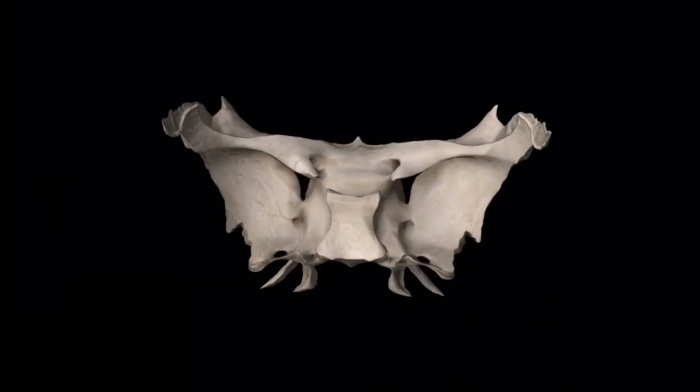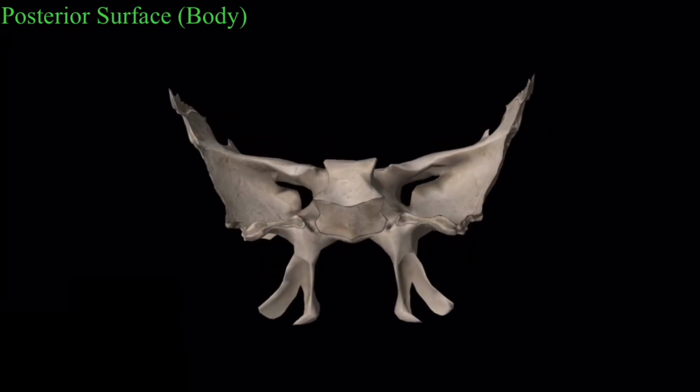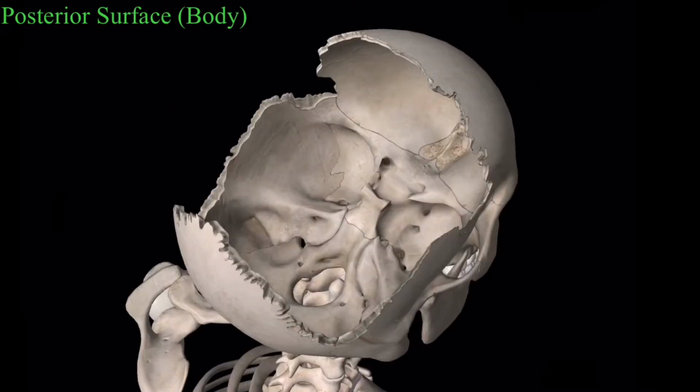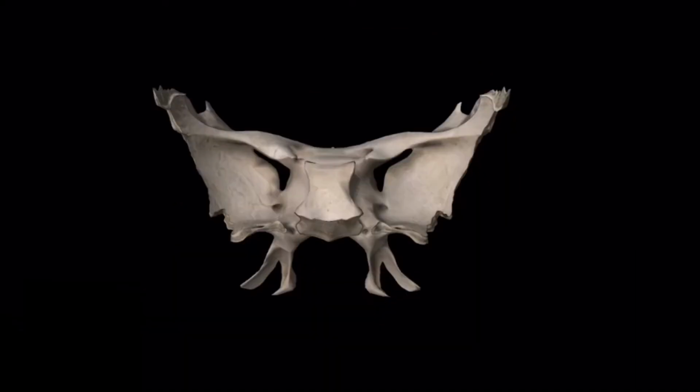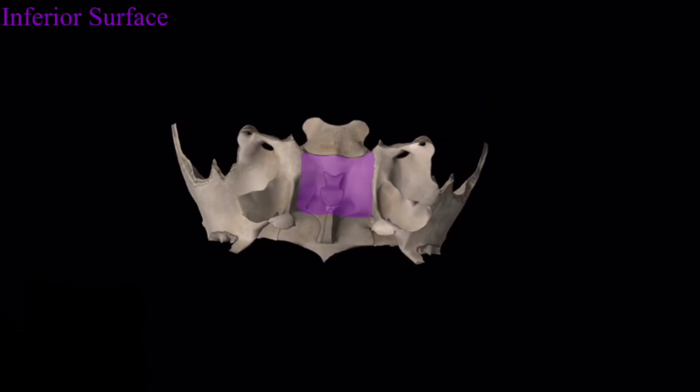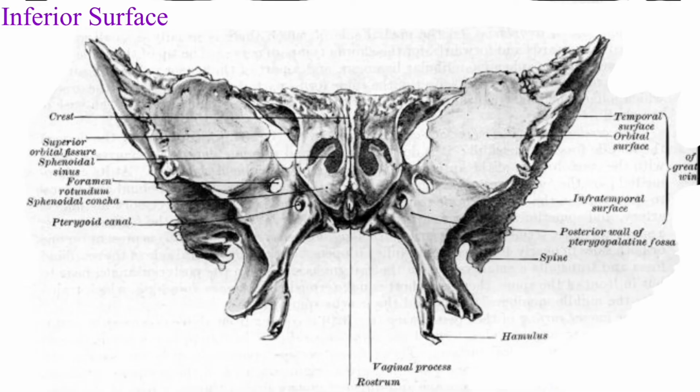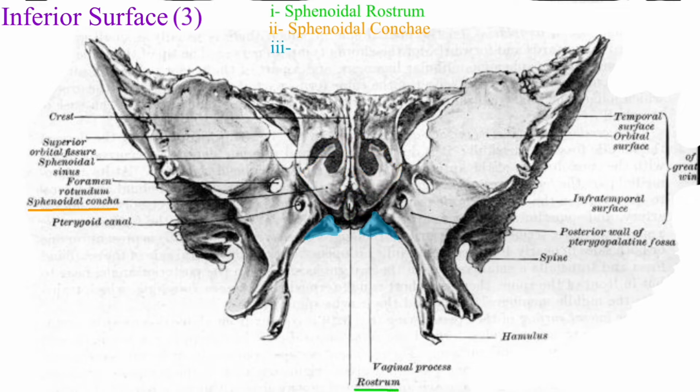Now we come to the posterior surface of the body of the sphenoid bone. This is the posterior surface of the body of the sphenoid bone. And as you can see, the posterior surface is attached to the occipital bone via a hyaline cartilage. Next is the inferior surface of the body of the sphenoid. The inferior surface has three main structures: sphenoidal rostrum, sphenoidal concha, and the vaginal process of the medial pterygoid plate.